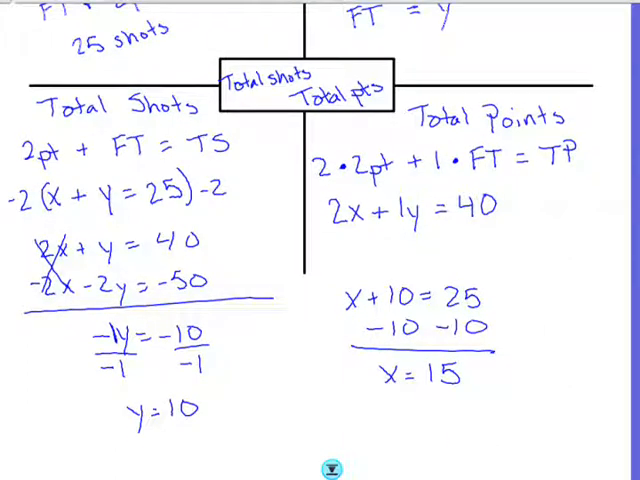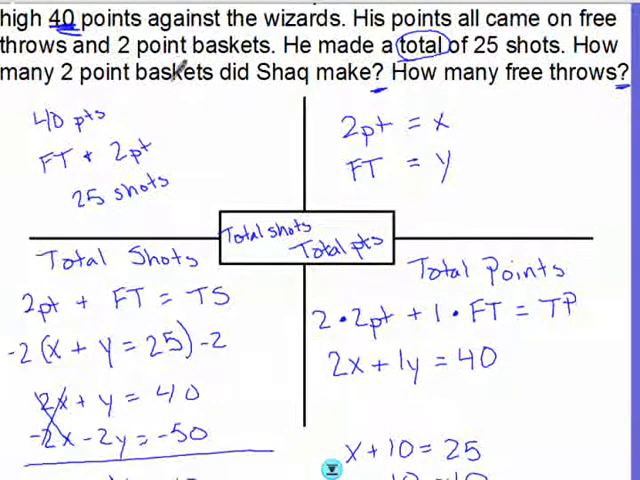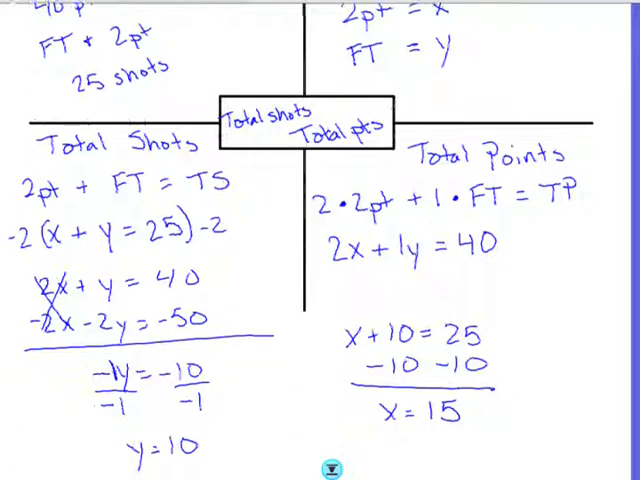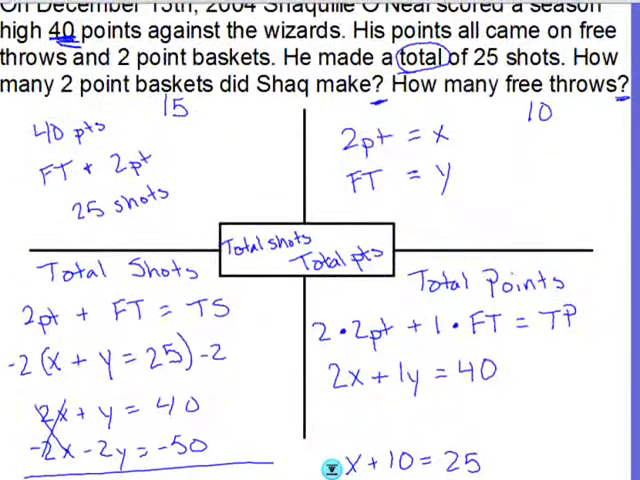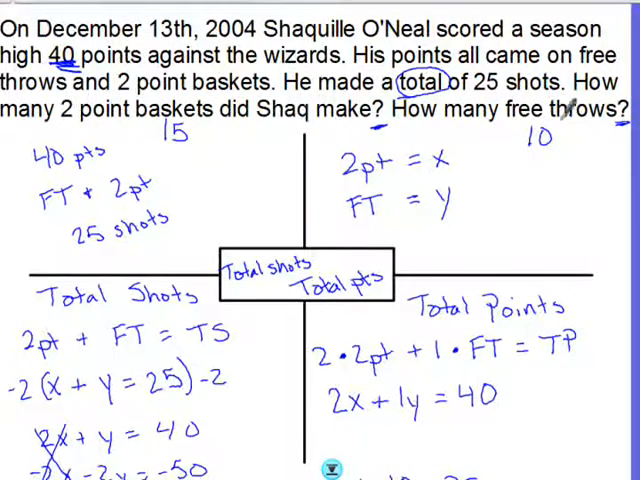Alright, so that means that he made 15 2-point baskets and 10 free throws, alright, because that's what we got for x and y. Now, let's see if that makes sense, alright. Positive numbers and integers, so we're good there. If he made 15 2-point baskets, that would be 30 points, plus 10 free throws would be 40 points, so we're good there. And then 15 plus 10 would give us our total of 25 shots, so those numbers work.